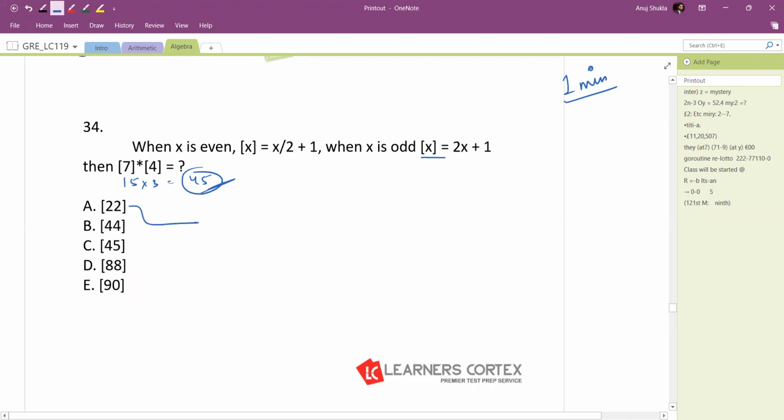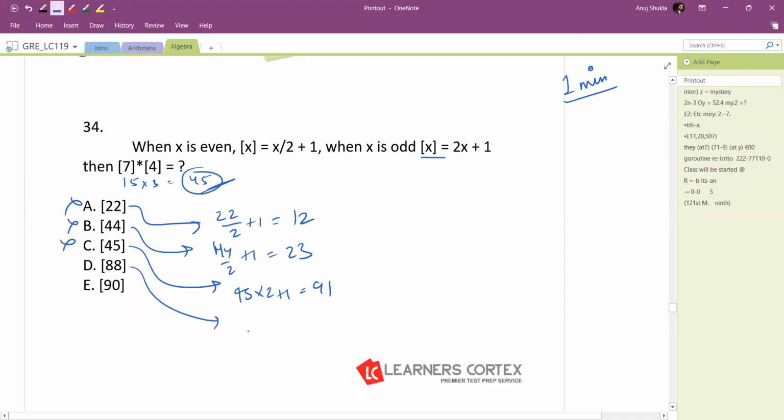So solve it. 22 is even, so 22 divided by 2 plus 1. So this answer is 12, not the answer. 44, again 44 divided by 2 plus 1. So this is 23, not the answer. 45 will be odd, so 45 into 2 plus 1, that is 91, not the answer. 88, 88 divided by 2 plus 1. So this will give you 45. So this is the answer. D is the answer. Okay. Remember the difference. You are getting absolute 45, not the bracket 45.